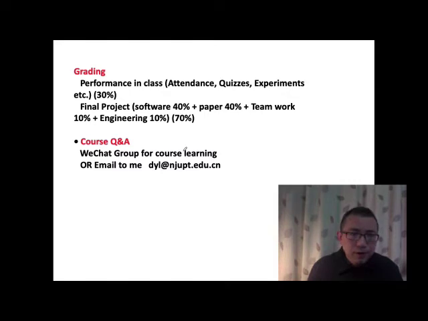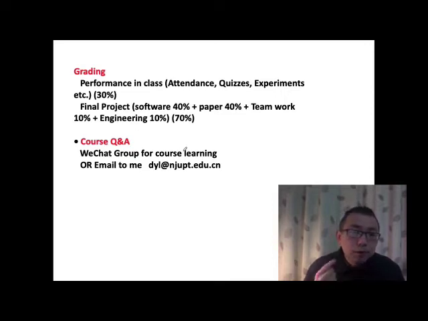And next is about the grading method. The grading method is composed of two parts. One is the performance in class, including your attendance record. So you are not allowed to be absent from class. If you are absent from class, your attendance record will be deducted.